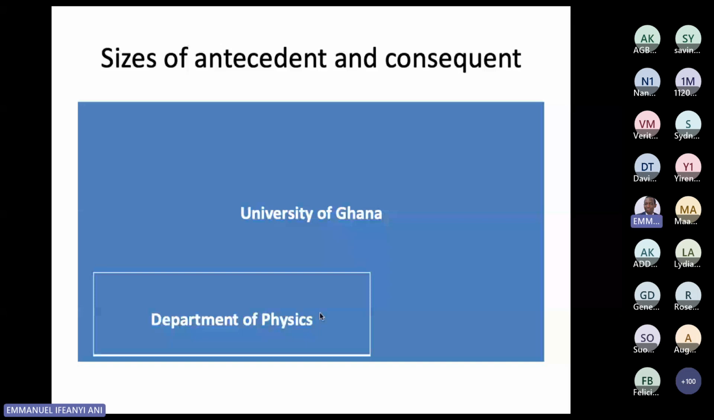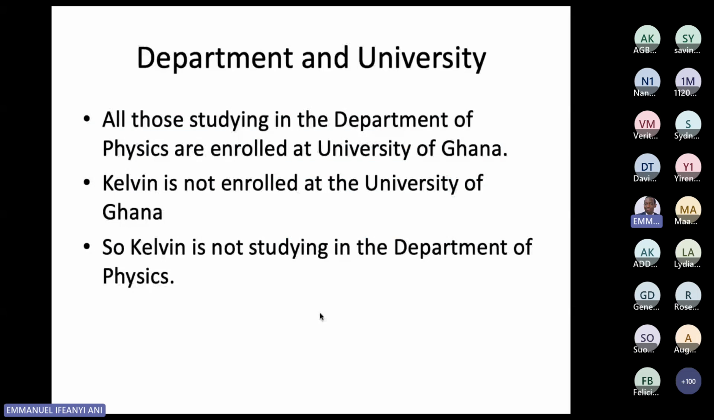If we put the box containing the Department of Chemistry here, it will be another small box inside the University of Ghana box. So if he's not in the University of Ghana, then he cannot be in any of those small boxes. So this is the argument again: all those studying in the Department of Physics are enrolled at the University of Ghana. Kelvin is not enrolled at the University of Ghana, so Kelvin is not studying in the Department of Physics. If you can deny membership of the consequent, automatically you have denied membership of the antecedent, because the consequent is larger than the antecedent, and the whole of the antecedent is inside the consequent. So if something is not in the consequent, it cannot be in the antecedent.